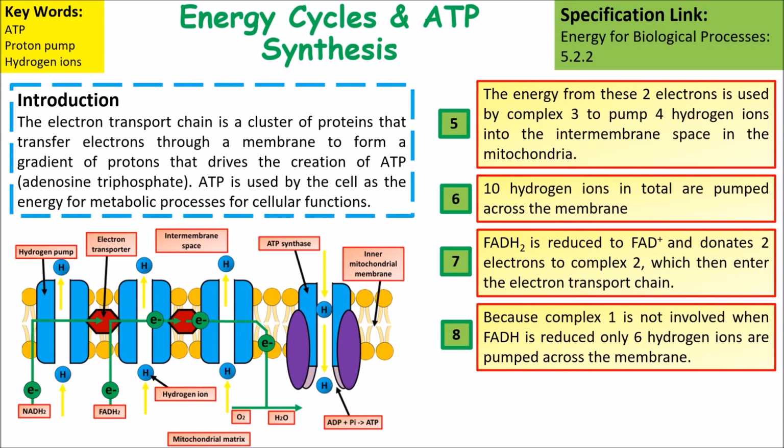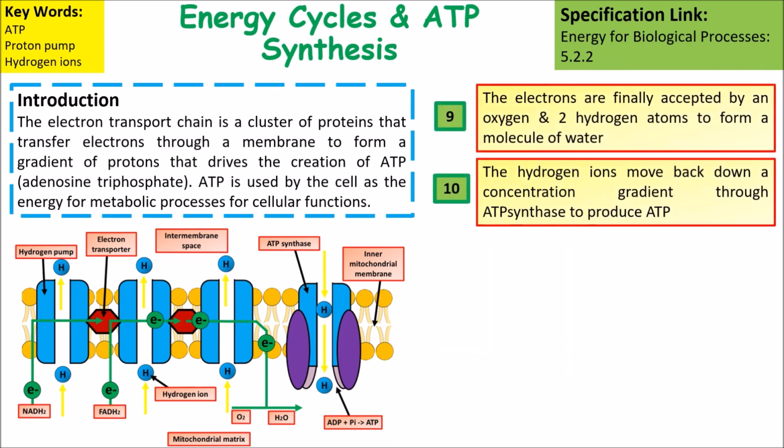FADH2 is reduced to FAD+ and donates 2 electrons into complex 2, which then enter the electron transport chain. Because complex 1 is not involved when FADH2 is reduced, only 6 hydrogen ions are pumped across the membrane.